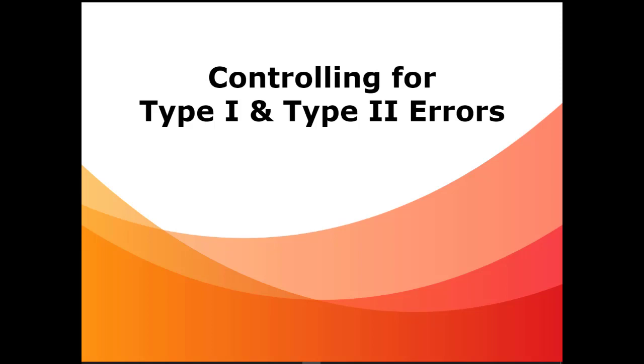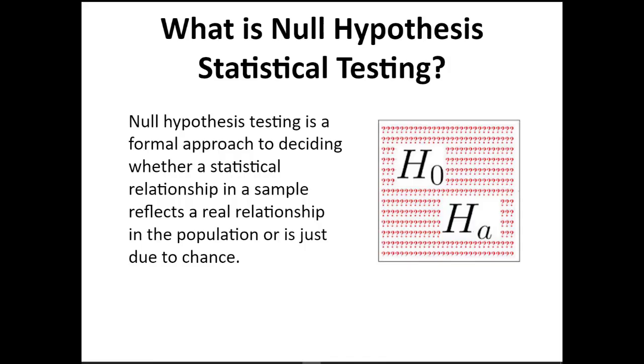But the best part is we will be learning about how to control for type 1 and type 2 errors. Yay! For the last few lectures, we have started to discuss null hypothesis statistical testing. Null hypothesis statistical testing is a formal approach to decide whether a statistical relationship in a sample actually reflects the real relationship in the population or if it's just due to chance.